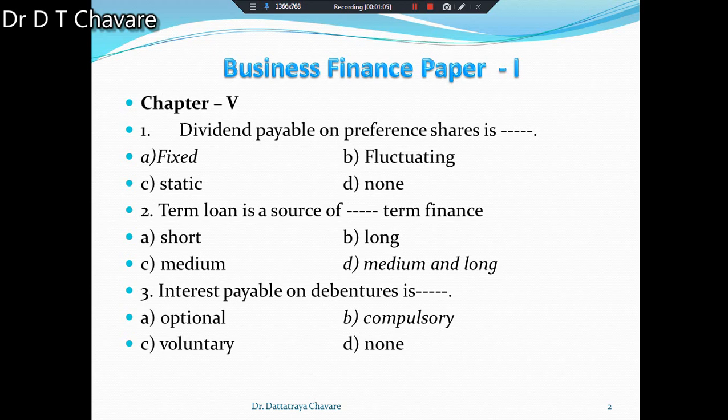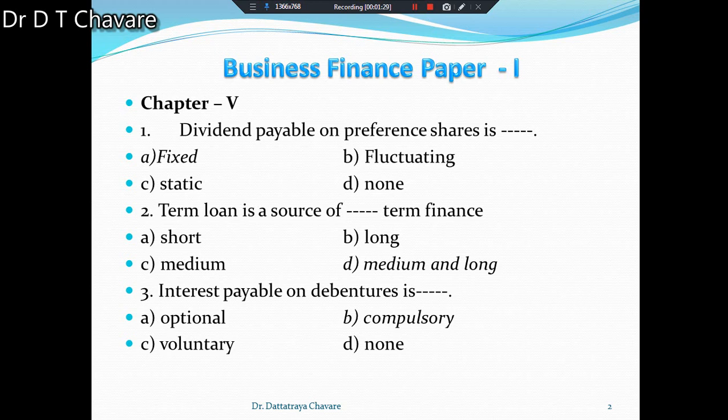Then another question is there: term loan is a source of dash dash term finance. What will be the answer? There are four alternatives: short term finance, long term finance, medium term, or medium and long term. Term loan is a source of medium and long term finance. This is the proper answer you will find there.